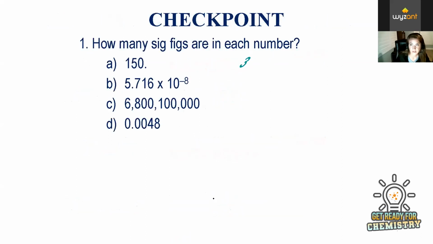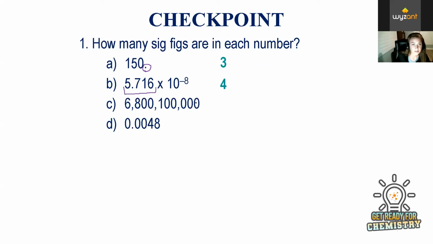Okay, so let's go through this really quick. How many sig figs are in each number? So we're just checking these. 150, and there's a decimal point here. So this is not a period, this is a decimal point. This indicates that all of these numbers are significant, including the trailing 0. This one is 4 because we only look at these numbers and they're all non-zeros.